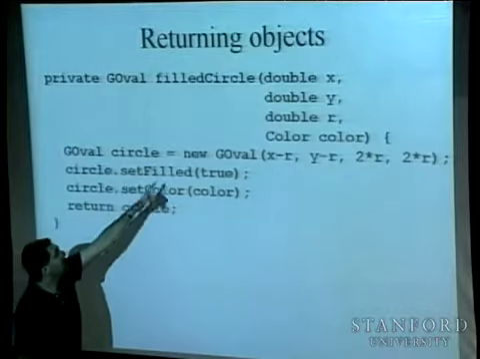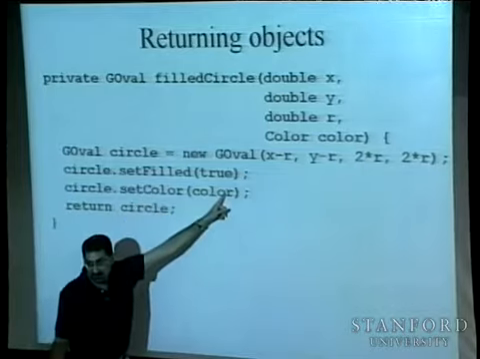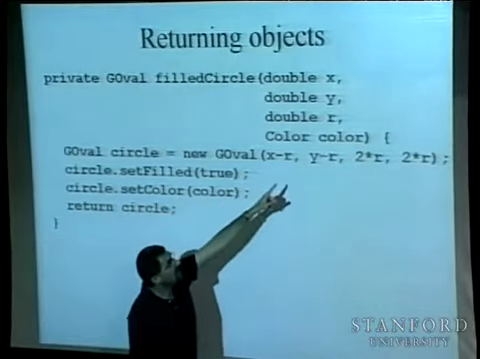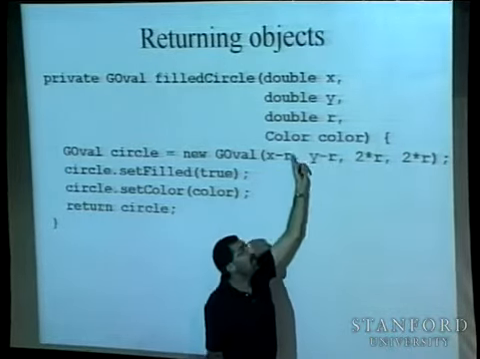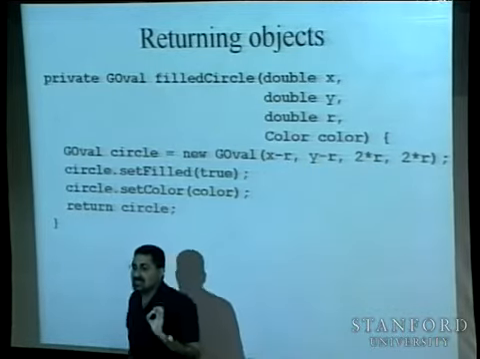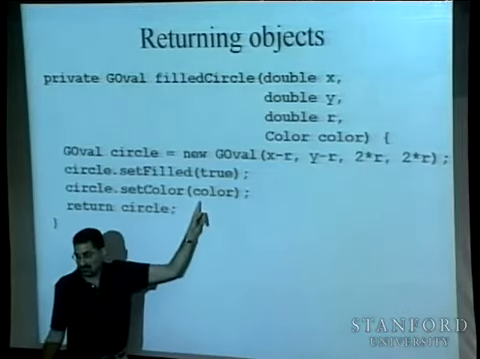So I get that oval. I've now called this circle because it's my new object. I tell that circle to be filled, because that's what I want to return as a filled circle. I tell that circle to set its color to be whatever color was passed in here. Notice the case sensitivity. Color with a capital C is a type. Color with a lowercase c is actually the name of the parameter that I'm going to refer to, and that's what I use here as lowercase c.